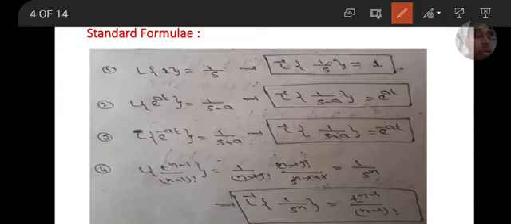So these formulas: L inverse of 1 by s is 1, L inverse of 1 by s minus a is e to the power of at, L inverse of 1 by s plus a is e to the power of minus at, L inverse of 1 by s to the power of n is t to the power of n minus 1 by n minus 1 factorial.